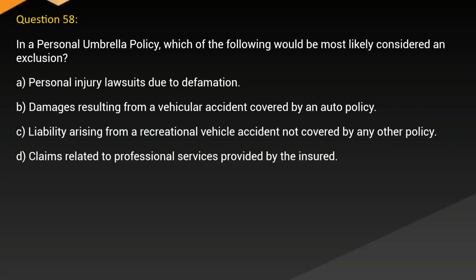Question 50. In a personal umbrella policy, which of the following would be most likely considered an exclusion? A. Personal injury lawsuits due to defamation. B. Damages resulting from a vehicular accident covered by an auto policy. C. Liability arising from a recreational vehicle accident not covered by any other policy. D. Claims related to professional services provided by the insured.